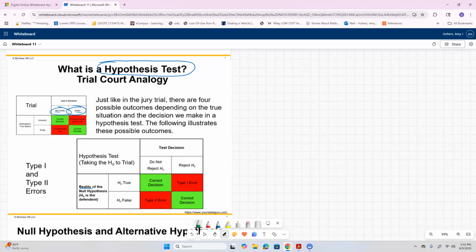Okay, so if we have a null hypothesis that was actually true, we would hope that our test would not reject the null hypothesis. That would be a correct decision. On the other hand, if the null hypothesis was false, we would hope that our hypothesis test would reject the null hypothesis, would say, you're guilty, you're false, we don't believe you. And that would be the correct decision. Rejecting the null hypothesis, if it's false, would be a correct decision.